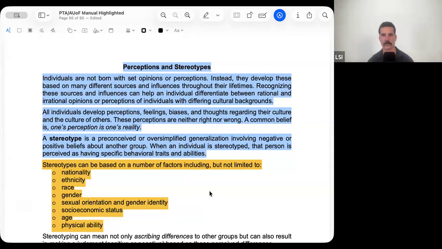A stereotype is a preconceived or oversimplified generalization involving negative or positive beliefs about another group. When an individual is stereotyped, that person is perceived as having specific behavioral traits and abilities.